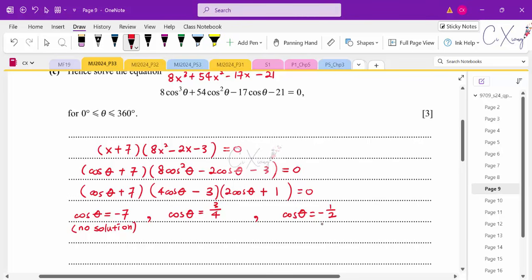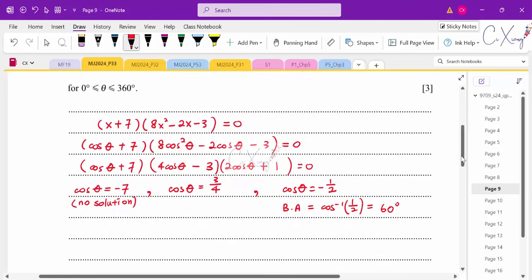For cos theta equals to negative half. Okay, so cos theta equals to negative half. Basic angle is 60 degree. Okay, maybe I write it like this. This is the basic angle, BA. So basic angle will be cos inverse half. Ignore the negative sign. If you take cos inverse half, you'll be having 60 degree. Then now you have to consider in which quadrant you are having the cos negative, because they are looking for cos negative, right? So in which quadrant do you have cos negative?